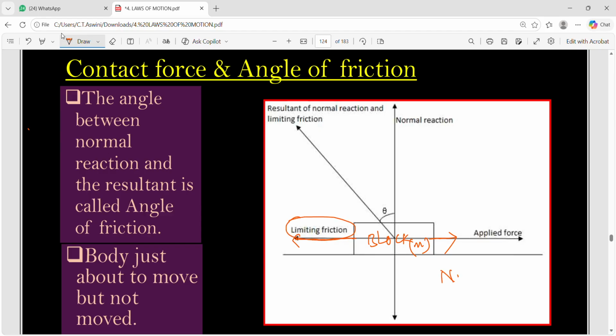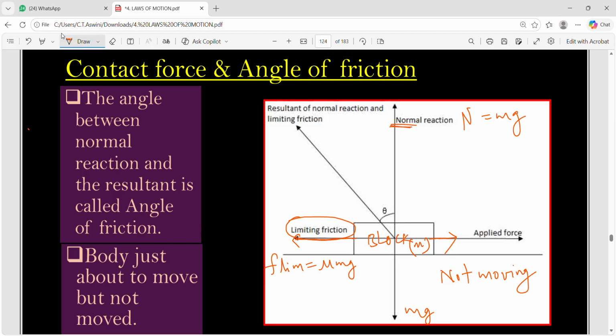And you can see it was mentioned limiting friction. That means the block is not moving. It is ready to move, but it is not moving. Force is applied, the body is ready to move, but it is not moving. Under that condition, the weight of the block is mg downward, the normal reaction on the block is upward, and this normal reaction is nothing but mg again. And F limiting is nothing but mu into N, so mu into mg.